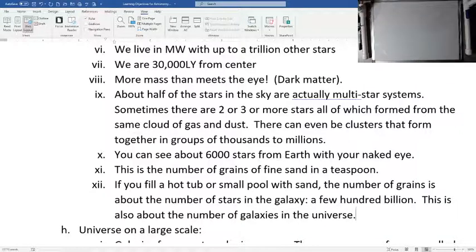This is also about the number of galaxies in the universe. So, fill a hot tub with sand. For every grain of sand, that's a star in the Milky Way. And take the same hot tub full of sand, and every grain of sand is a galaxy in the universe. So it's a big universe. And yet it's mostly empty space.